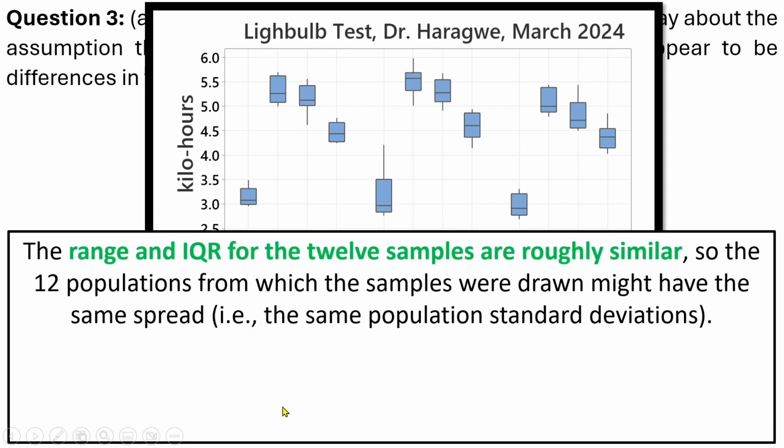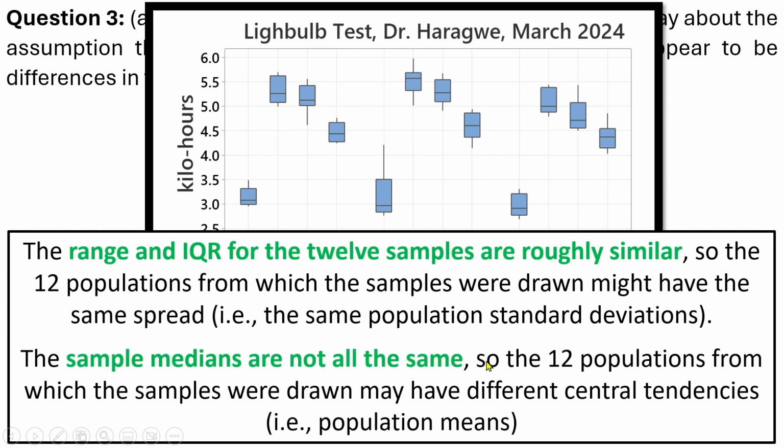Here we can see the range and the interquartile range for the 12 samples are roughly similar. So the 12 populations from which the samples were drawn might have the same spread, or in other words, the same population standard deviations. The sample medians are not all the same, and so the 12 populations from which the samples were drawn may have different central tendencies or population means.